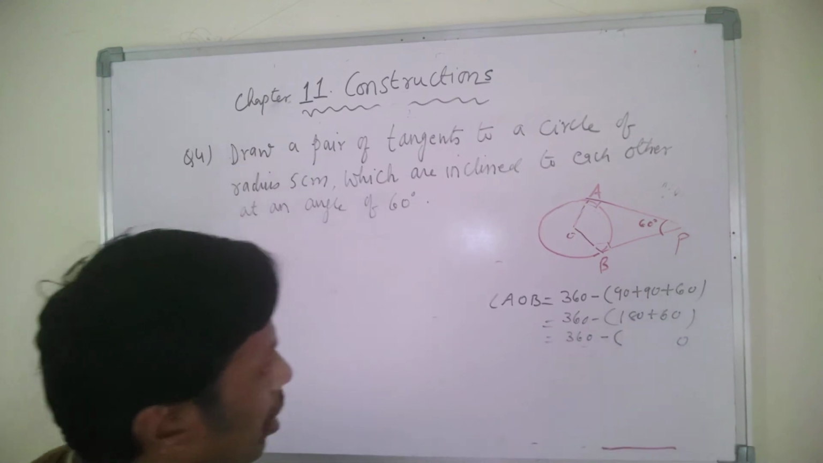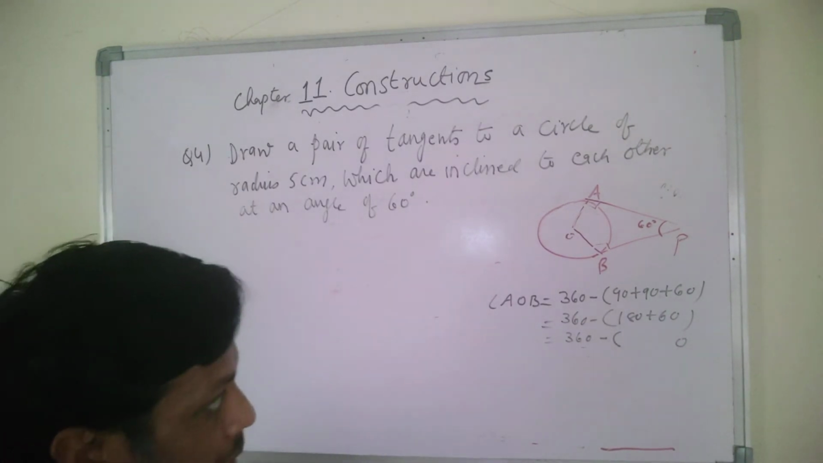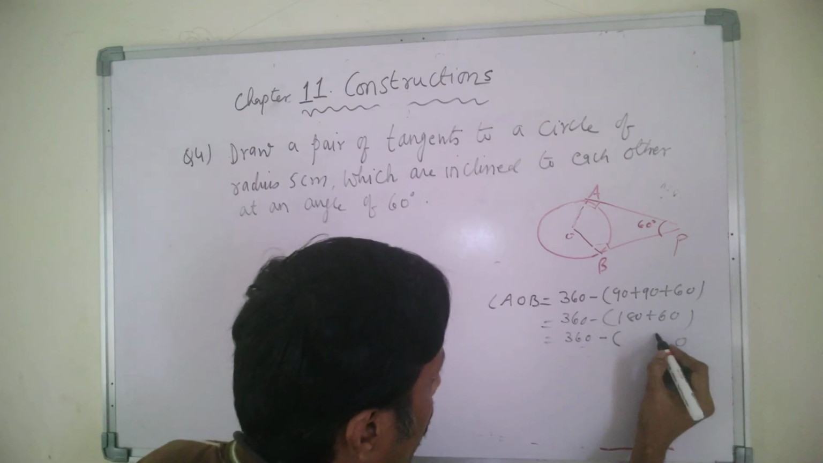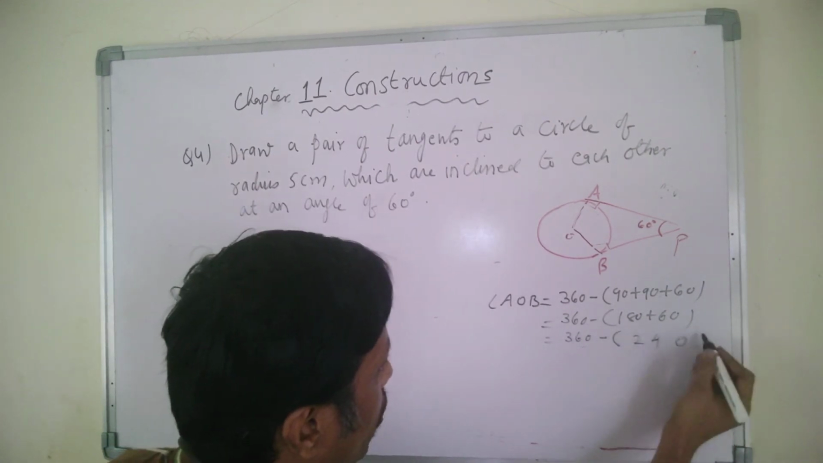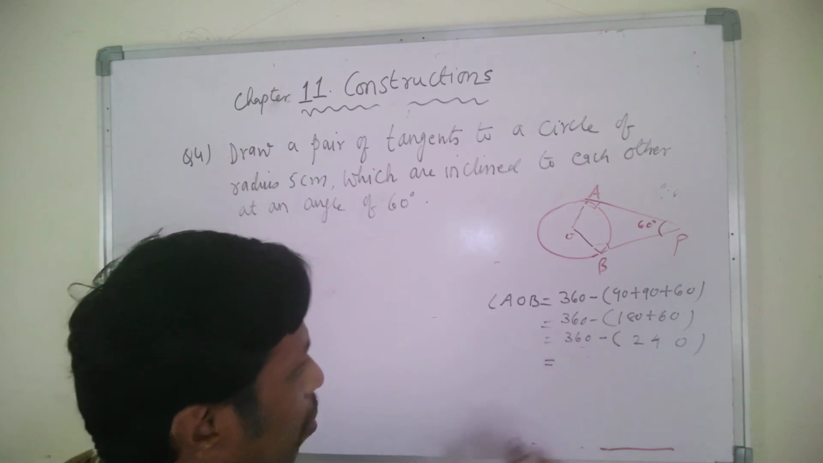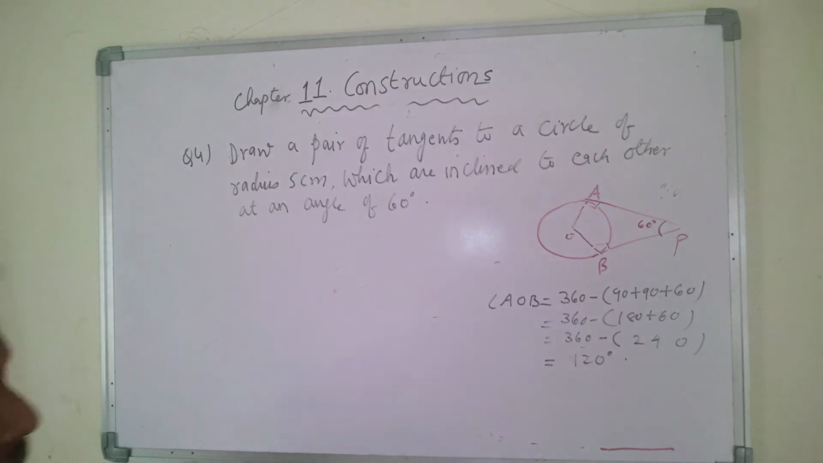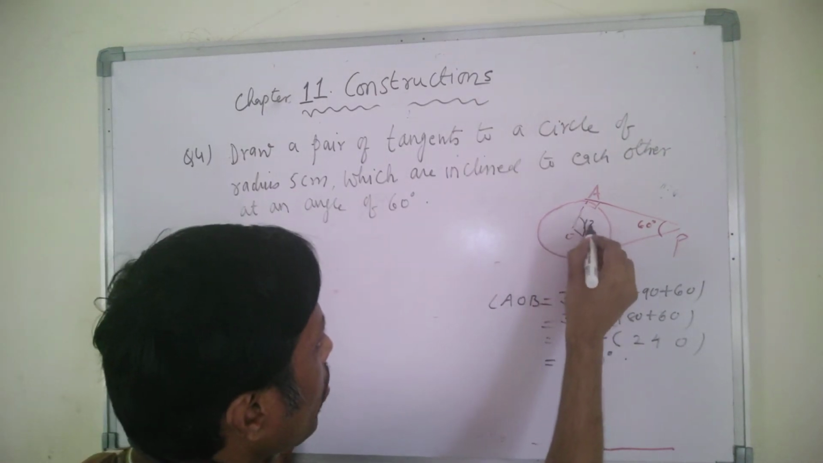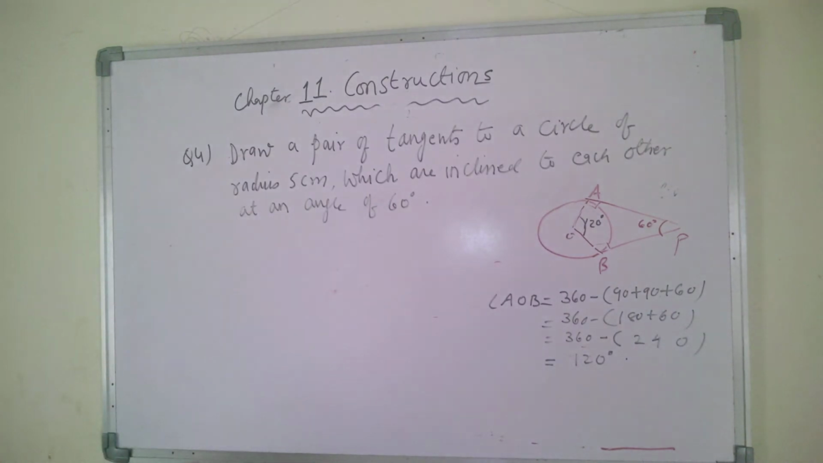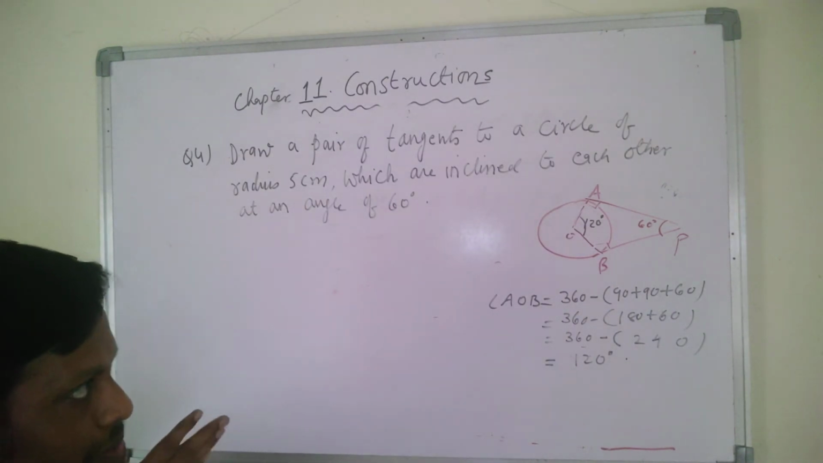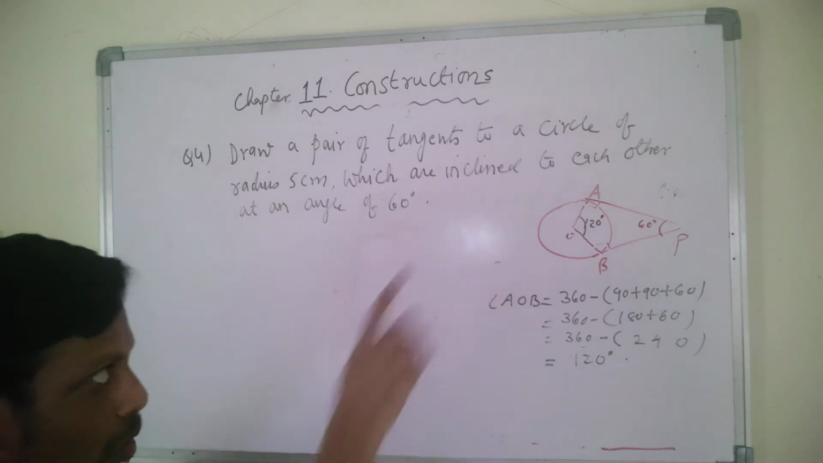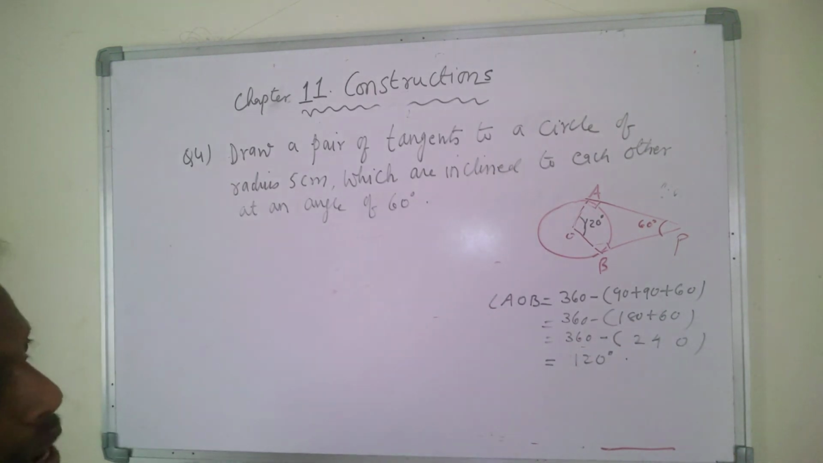So 180 plus 60, okay, that is 240. So 120 degree. So angle AOB I need to draw 120 degree. Now you know that 120 degree is the double of 60 degree. So I can draw 60 degree there, 60 degree there. So the total combination is 120 degree. So automatically I will be in the position to locate point P. Okay. So that the inclined angle between the tangents will be 60 degree.